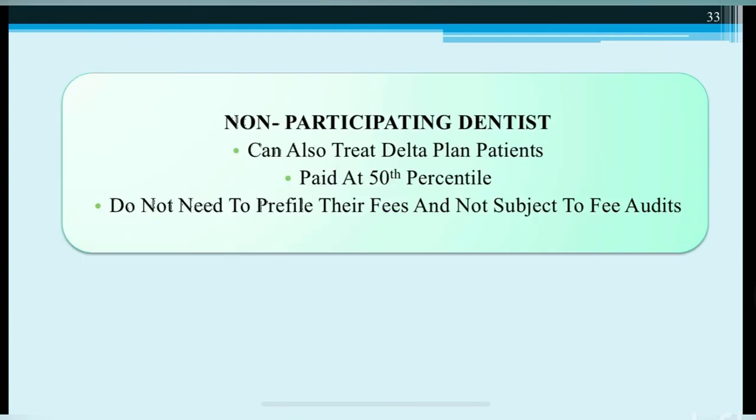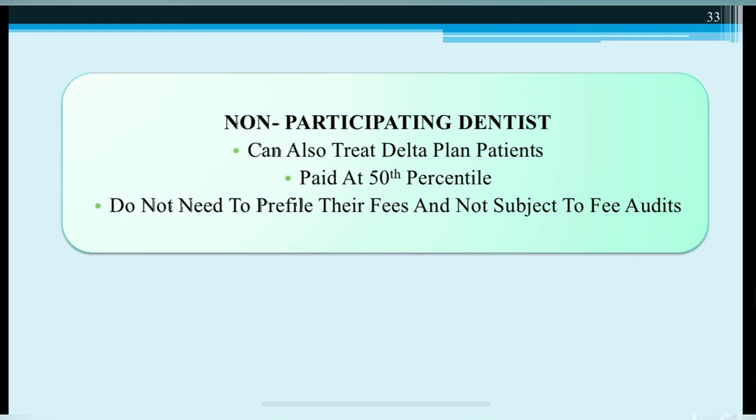Now talking about the non-participating dentist. They can also treat Delta Dental Plan patients, but the only difference is they will be paid at the 50th percentile. The participating dentist will be paid at the 90th percentile, whereas the non-participating dentist will be paid at the 50th percentile. Basically, they do not need to pre-file their fees and are not subject to fee audits.